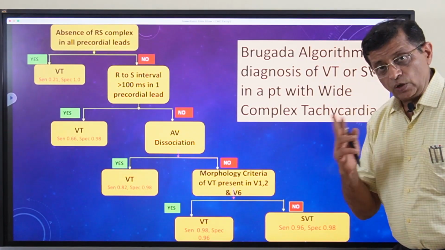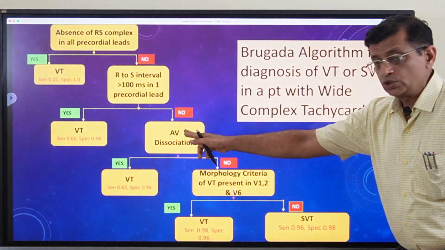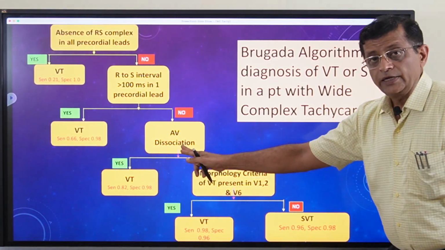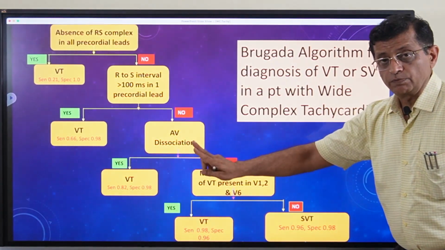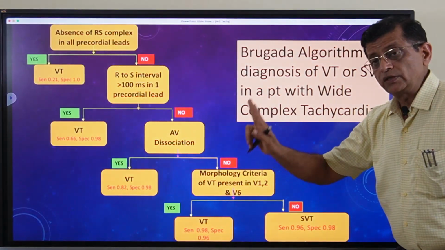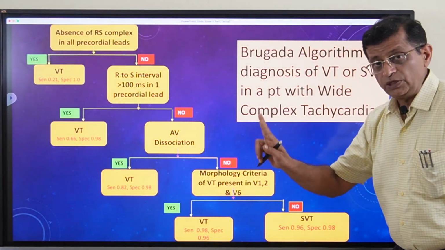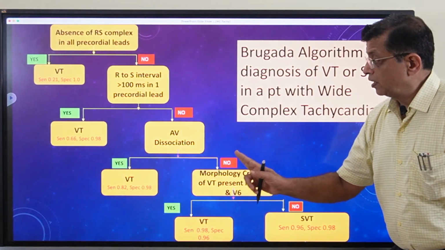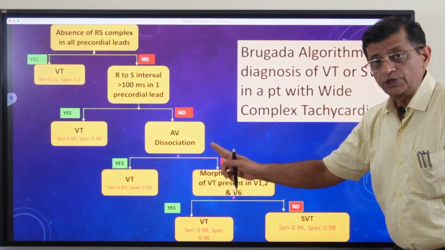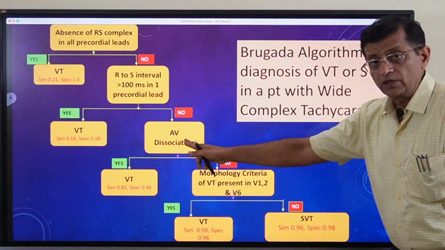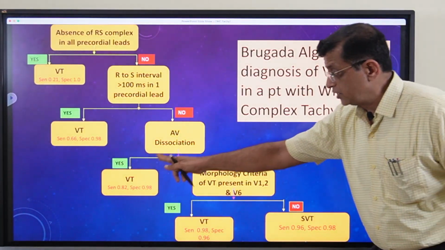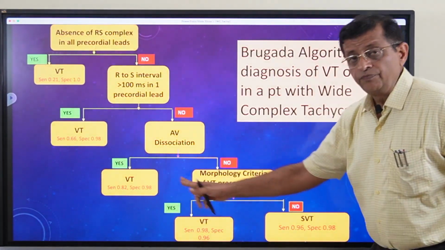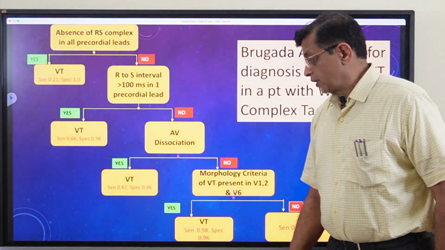If the Brugada sign is also negative, the third step is to see whether the patient has AV dissociation. You have to see QRS complexes more in number than the P waves, there is AV dissociation, and PR intervals are changing. If you see all these signs, capture beats and fusion beats, and diagnose AV dissociation, that is highly specific, sensitivity 0.82 and specificity 0.98. It is very likely to be a ventricular tachycardia.